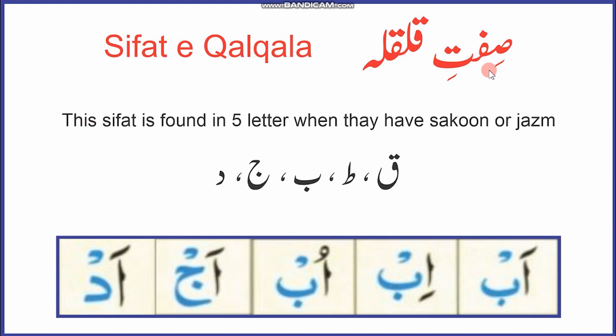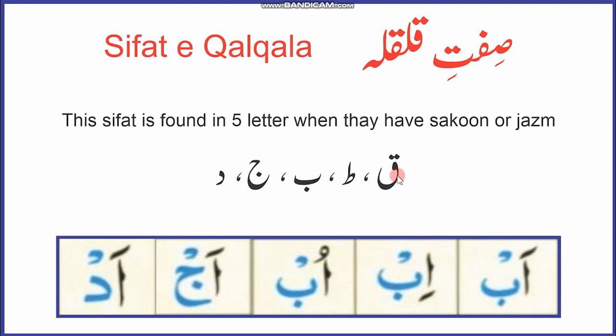Now before starting the exercise of chapter number 10, I want to discuss two important sifat. The first one is sifat qalqalah. This sifat exists in 5 letters, which are Qaf, Ta, Ba, Jim, and Dal. These 5 letters have sifat qalqala only when these letters have sukoon or jazm. If these letters have sukoon or jazm, then sifat qalqala exists in these letters. But if these letters have movement or anything else, then sifat qalqala does not exist in these letters.